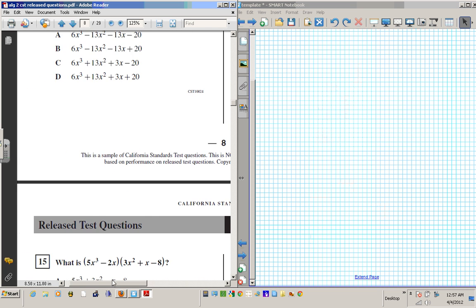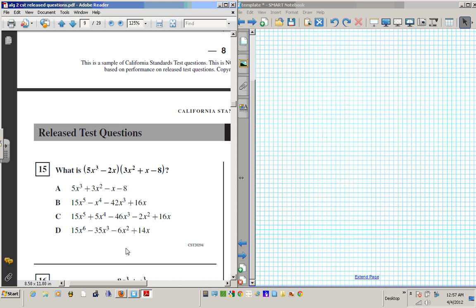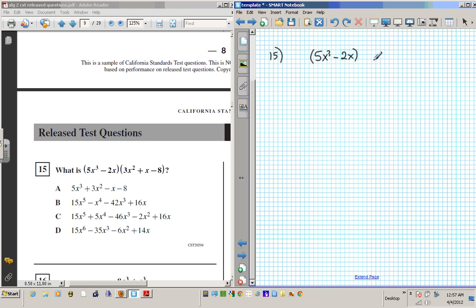Question 15 says, what is that times that? Wow, you see how the degrees are all over the place for this product. So we have to be really careful when we're doing the product. For this one, I'm going to arrange them vertically and make sure the degrees are nicely aligned. The reason is I don't want to make mistakes when I'm combining like terms. So I'm going to write this vertically.